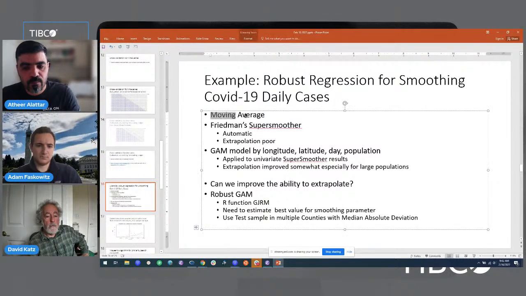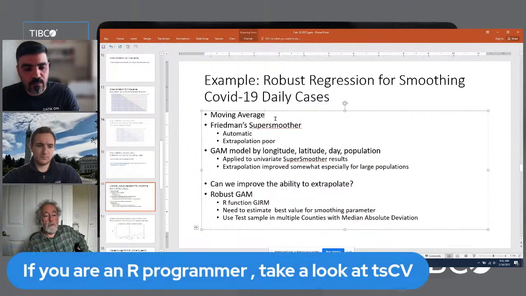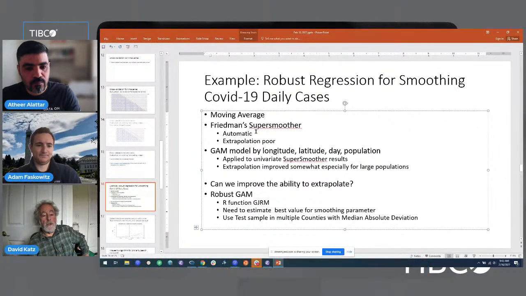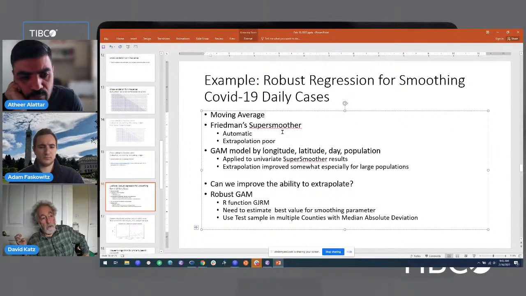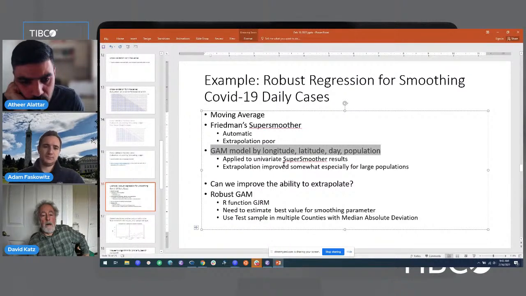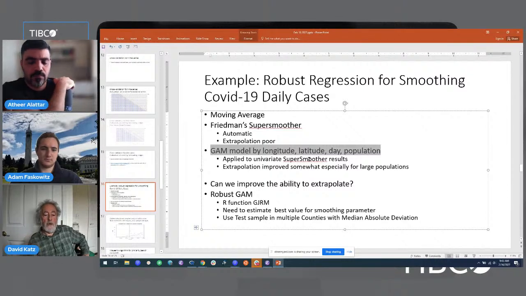One way you can improve on a moving average, which the New York Times and other sources are very fond of because it's easy to explain and easy to understand, is a super smoother. It's a little more sophisticated, but it's basically the same idea of using the lagged variables to do an adaptive regression model using polynomials. You can also do GAM modeling. I tried that using just longitude and latitude, but we found that wasn't very effective.